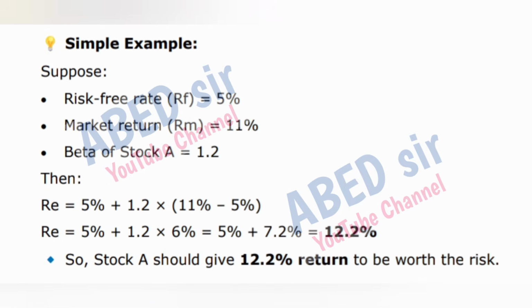Simple example. Suppose risk-free rate RF is equal to 5%. Market return RM is equal to 11%. Beta of stock A is equal to 1.2. Then RE is equal to 5% plus 1.2 times (11% minus 5%). RE is equal to 5% plus 1.2 by 6% is equal to 5% plus 7.2% equals 12.2%. So, stock A should give 12.2% return to be worth the risk.